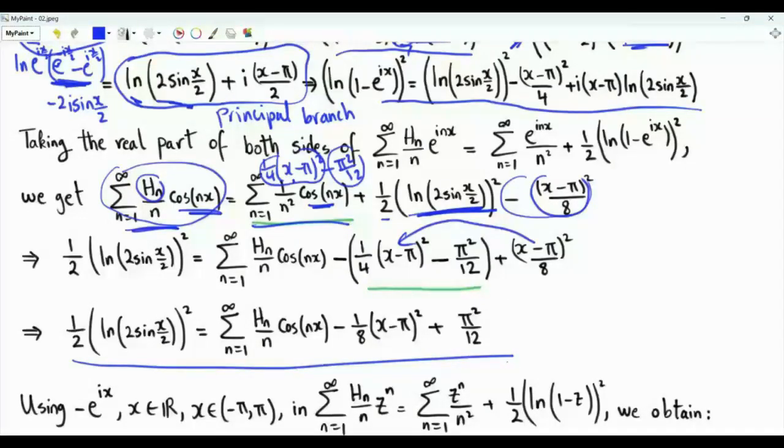Now we have an expression for 1/2 times the square of the natural logarithm of 2 sine x over 2.